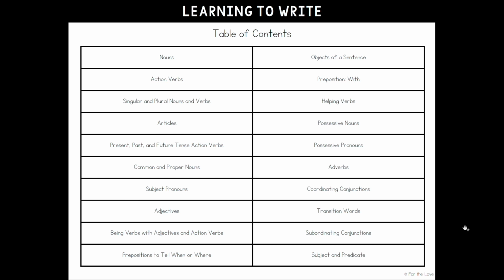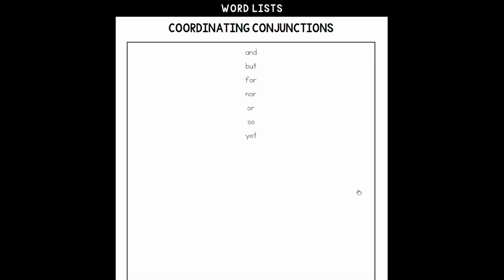To get started, I'm going to click on the topic from our table of contents. The first thing you see is a teacher list of coordinating conjunctions. Now, to be honest, your students do not need to use or even know about all of these conjunctions necessarily, but they are all here for your reference.